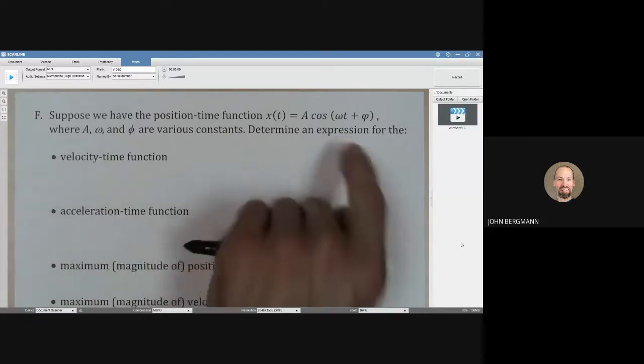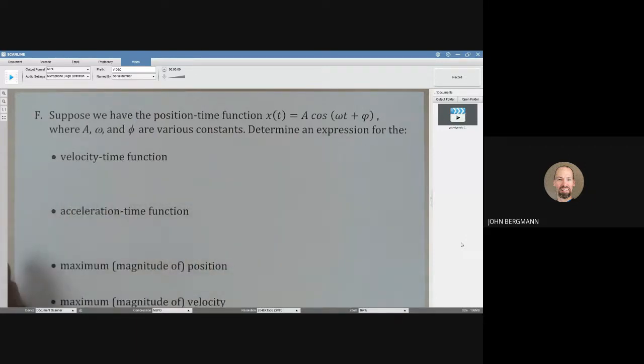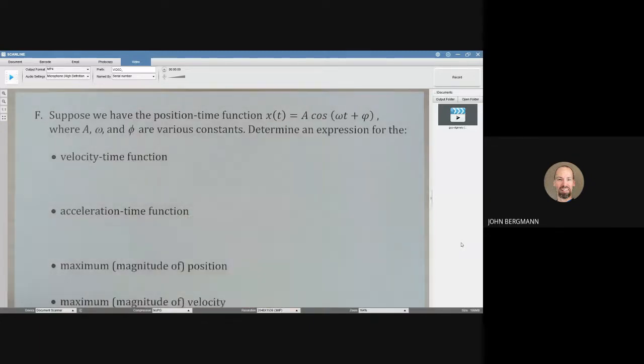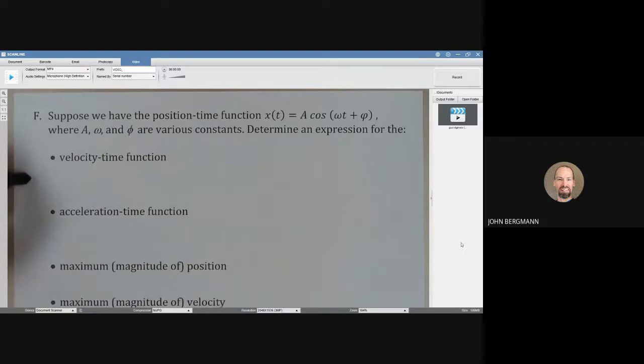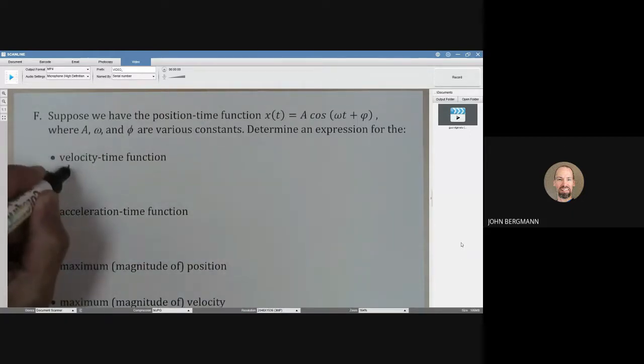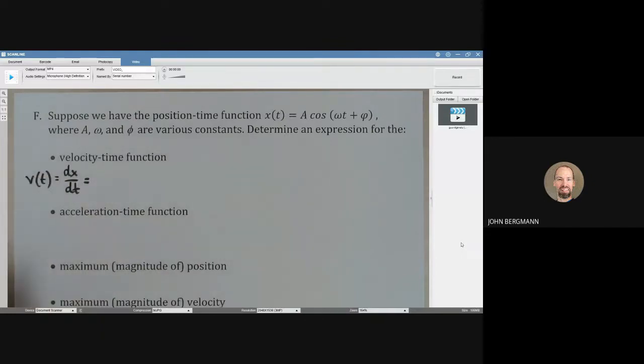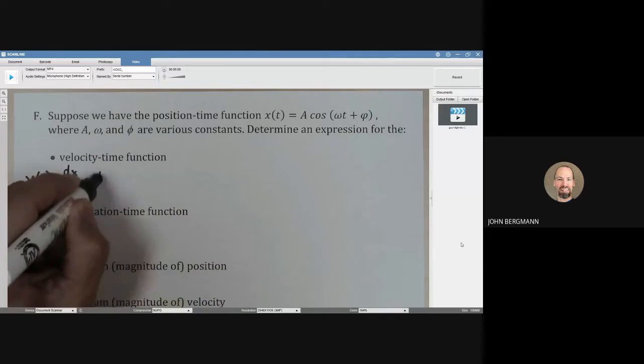Let's determine an expression for the velocity time function. Well, we need to know that whenever we differentiate position, we get velocity. So the velocity time function is the derivative of the position time function. And so what's that going to be? A is a constant, so I'm just going to rewrite that.